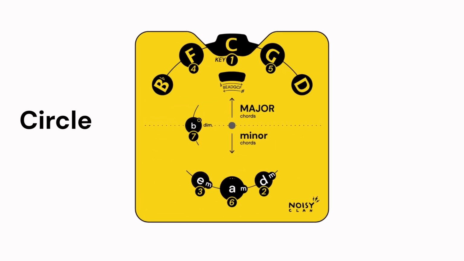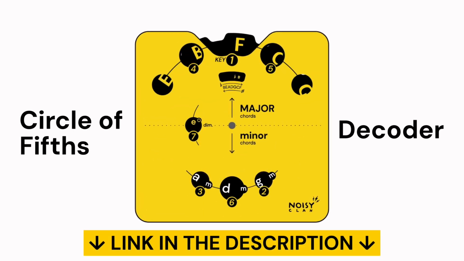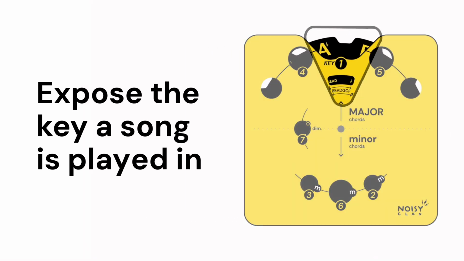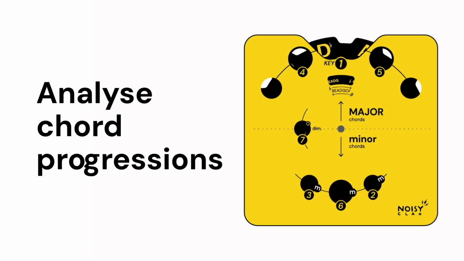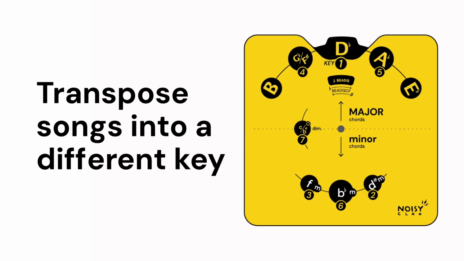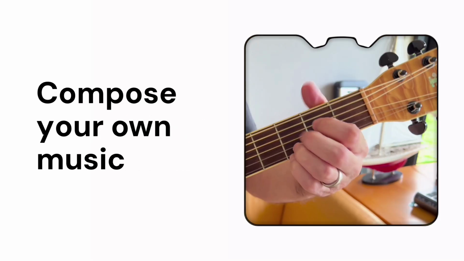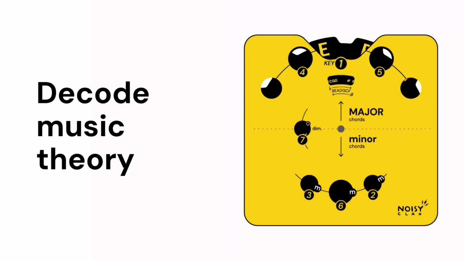This is the Circle of Fifths Decoder, a free-to-use tool on our website that expands your musical toolkit, helping you expose the key a song is played in, analyze chord progressions, transpose songs into a different key with a simple turn of a wheel, compose your own music, and decode music theory. So, how does it work?